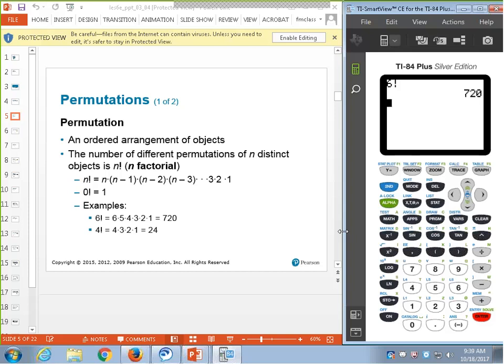You guys get the sequence on the calculator? So for math, use the right arrow key 3 times to highlight probability, select number 4, the exclamation point, which is a factorial, and 4 factorial is 24: 4 times 3 times 2 times 1.